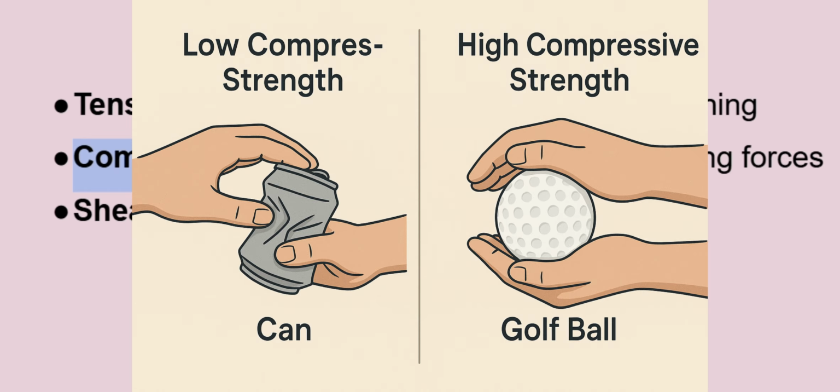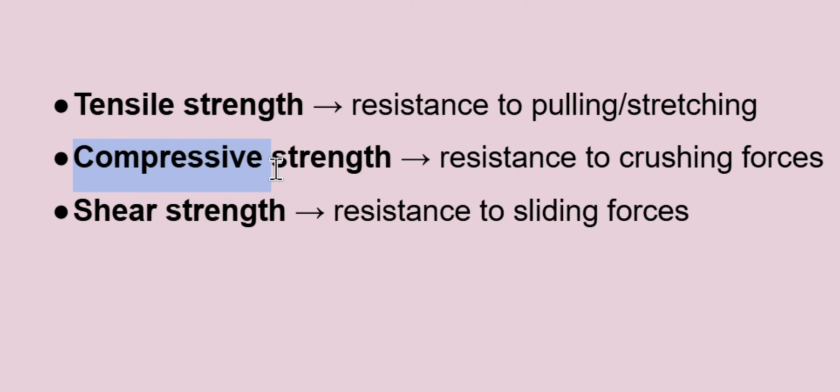And I asked you to push, to compress, to crush. You could do it very easily. The bottle or the can would deform, right? So that's said to have low compressive strength. If I gave you something else like a rock or let's say even a golf ball or a cricket ball, and you tried to do the same thing, you wouldn't be able to. Why? Because the golf ball has a higher compressive strength.